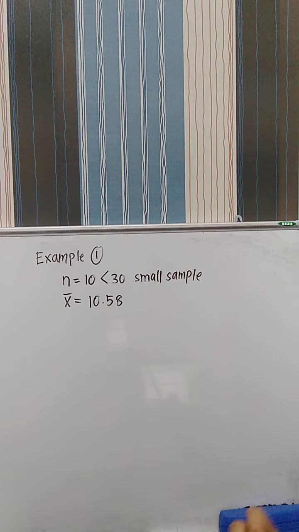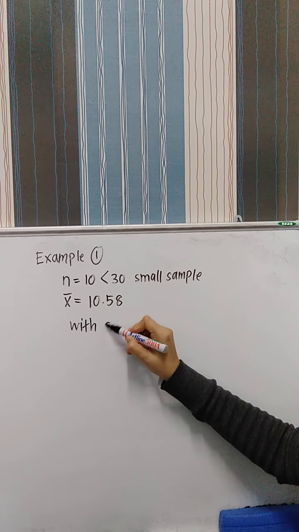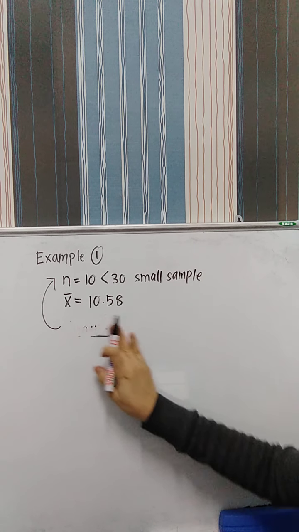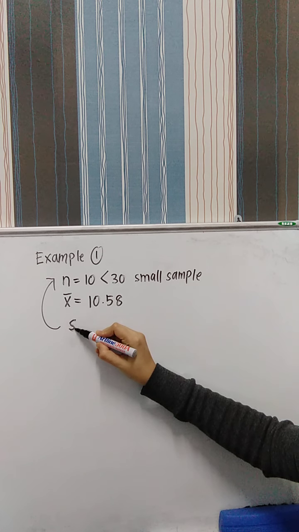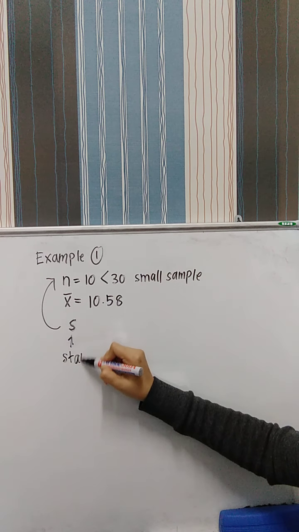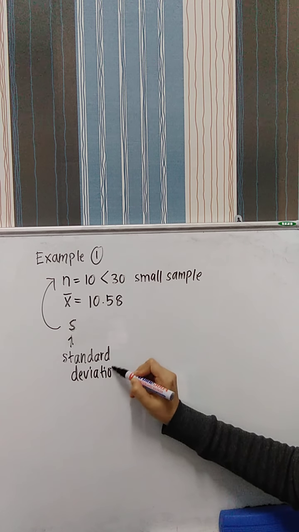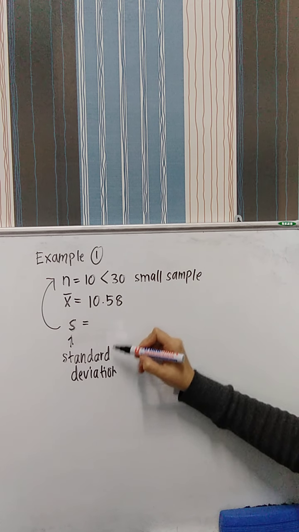Okay, read carefully. A sample of 10 with sample mean of 10.58 years with a standard deviation. It's mentioned with a standard deviation, which means this is from the sample, and n is equal to 10. So this is S, the standard deviation from the sample, given as 0.09.